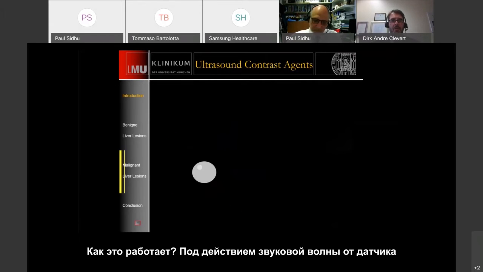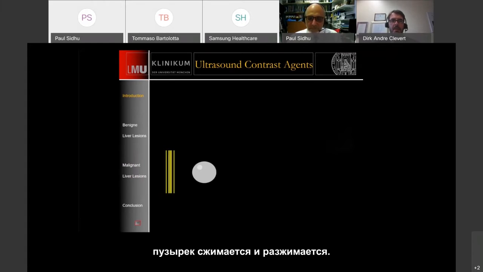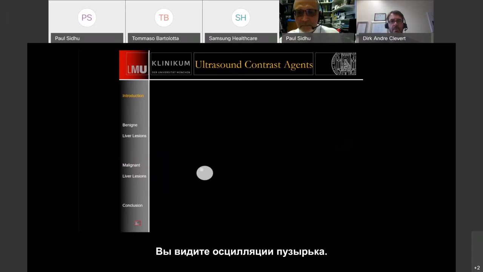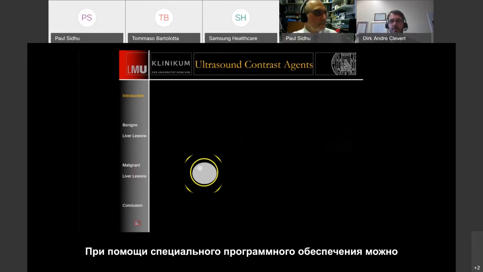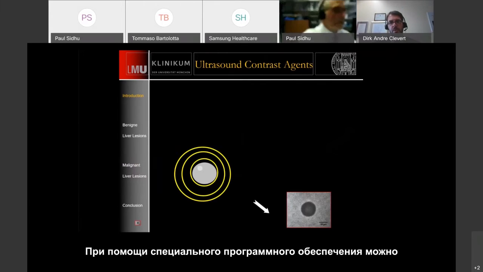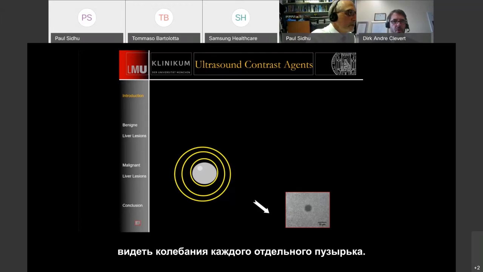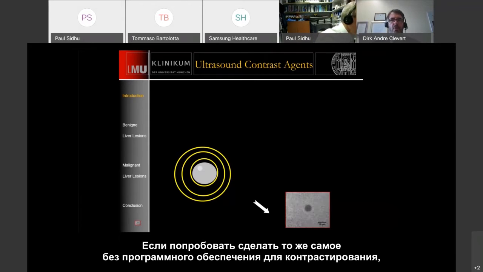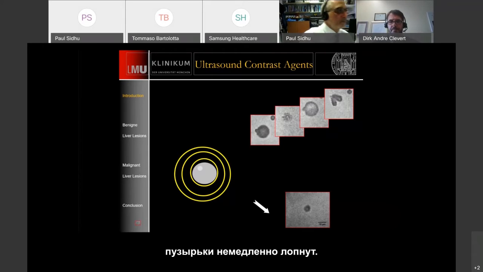How it's working, you see the sound wave from the probe compresses and decompresses the bubble. You see the oscillation of the bubble, and when you have contrast software on your system, you see the oscillation of a single bubble. If you try the same without contrast software, you will burst this bubble immediately.